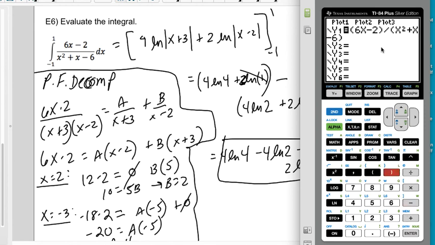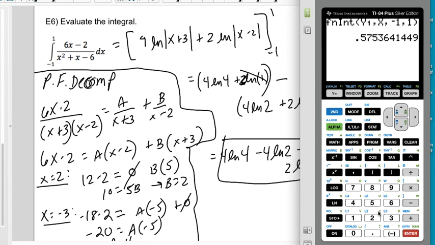So 6x minus 2 over x squared plus x minus 6. I quit out of there. I want math 9, right? I'm going to go to vars over to y vars and pick y1, comma, with respect to x, from negative 1 to 1. Right, we're going to get an answer.